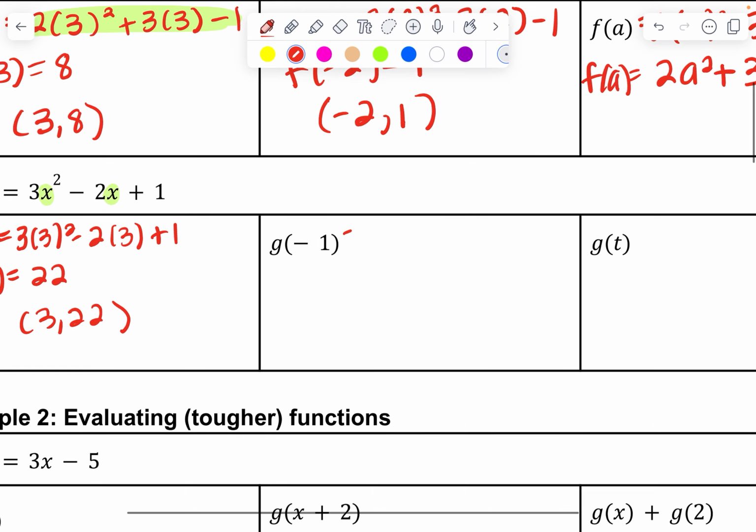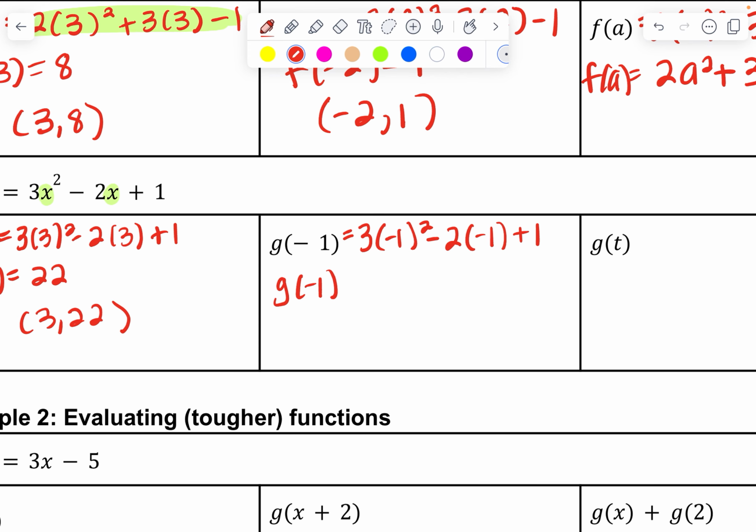G of negative 1. It's important that when you're replacing these x's with numbers, or you're substituting the x's with numbers, that you put those numbers in parentheses, especially if they're negative. You'll get a different and wrong answer if you don't put a parenthesis there. So 3 times negative 1 squared minus 2 times negative 1 plus 1 gives us 6. So we have a point at negative 1, 6.